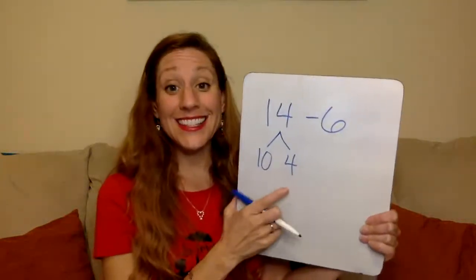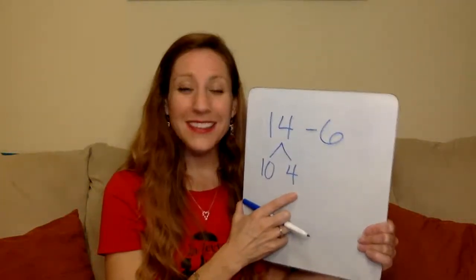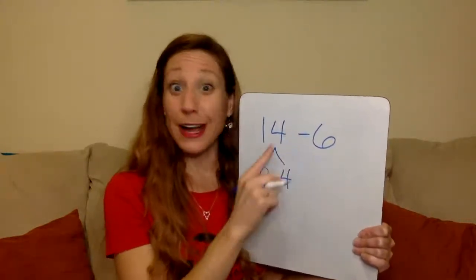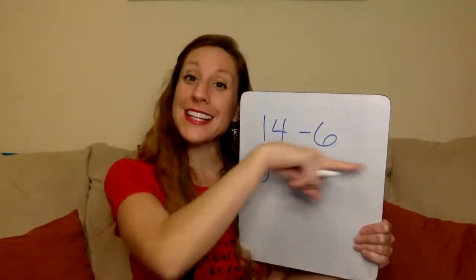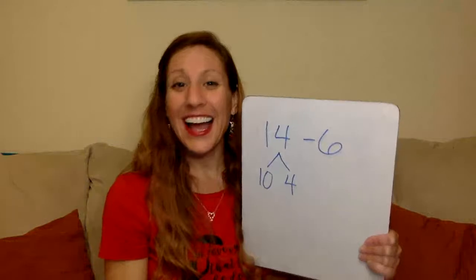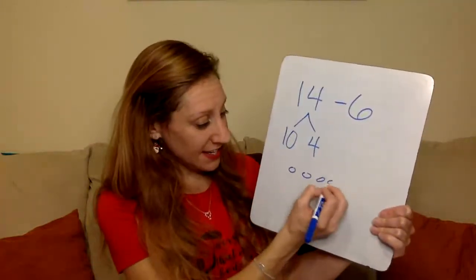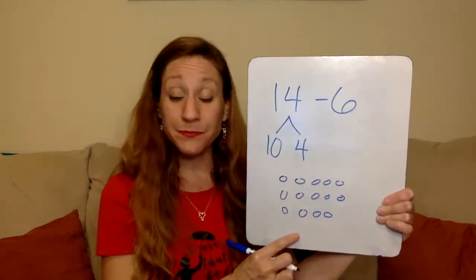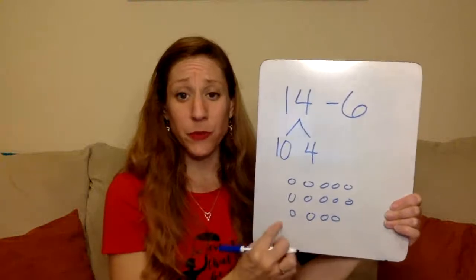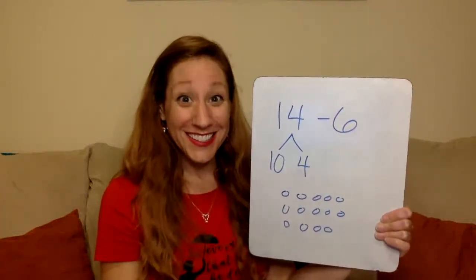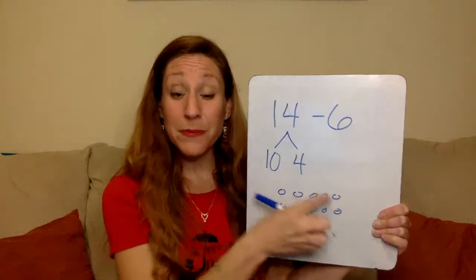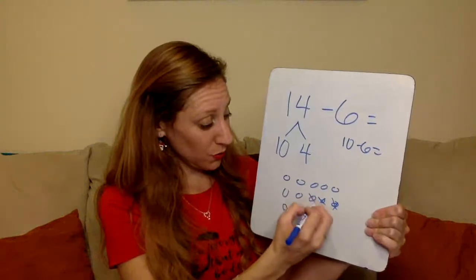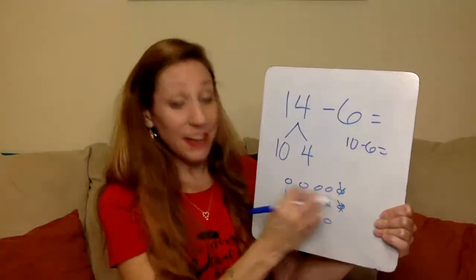Now, can I take 6 away from 4? Last time I was able to take 4 away from 6. But this time I can't just switch it around and do 4 minus 6 because we're subtracting this way, right? And if I had my 10 frames, I would have 10 dots on the top and 4 dots on the bottom. And I can't take 6 away from the 4 here. But where can I take 6 away from? I can take 6 away from the 10 on the top. So I can do 10 minus 6. 1, 2, 3, 4, 5, 6, and I'm left with 4.